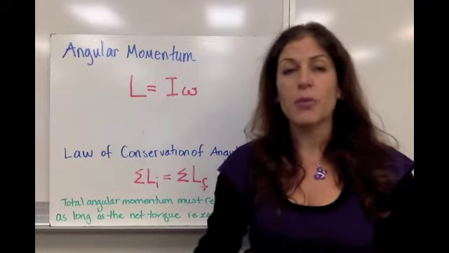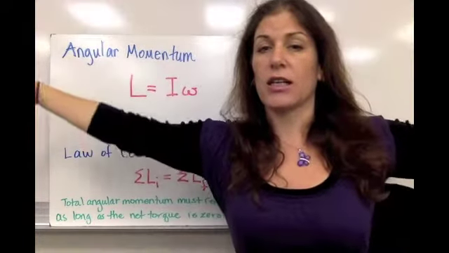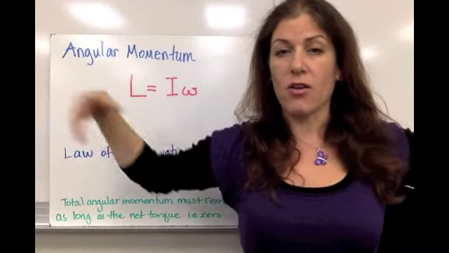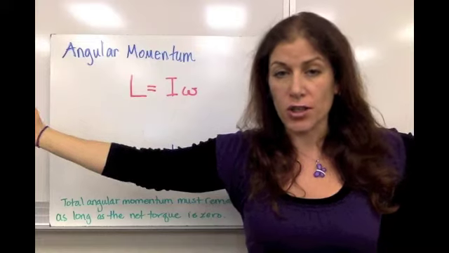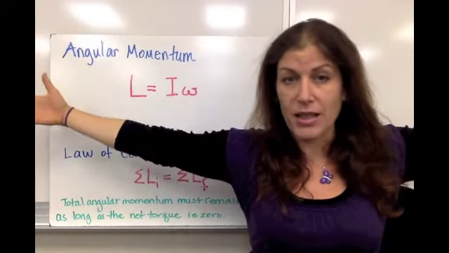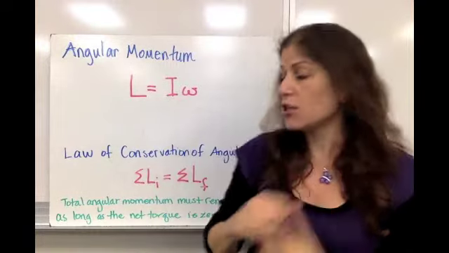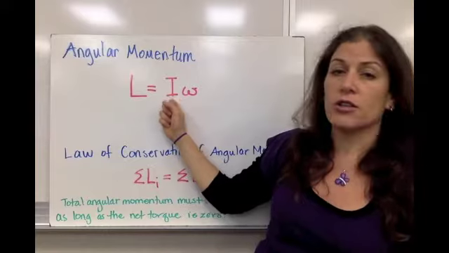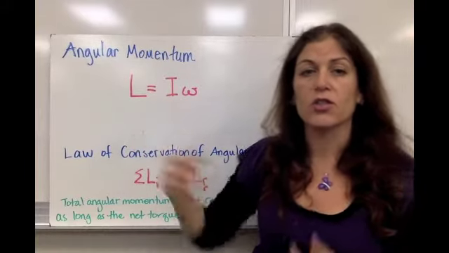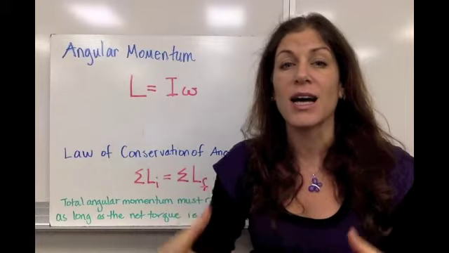So, for example, when you have an ice skater who's skating and they have their arms out, they have a certain amount of rotational inertia because their arms are out. That's greater because they're expanded like this and they're spinning at some rate. When they bring their arms in, they're decreasing their rotational inertia, so their velocity has to go up in order to keep the angular momentum constant.